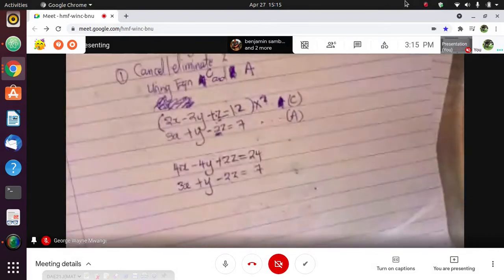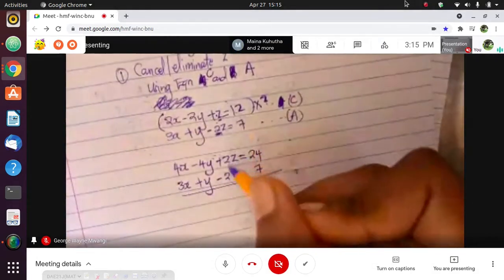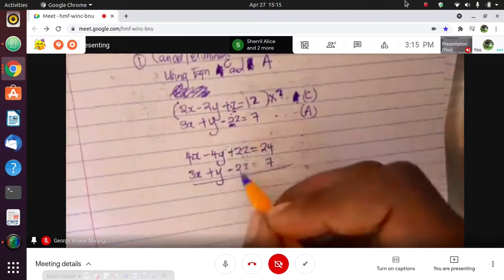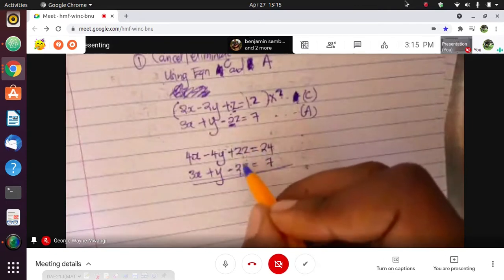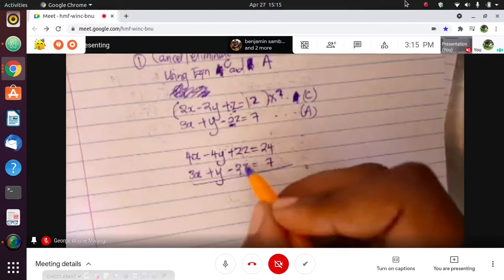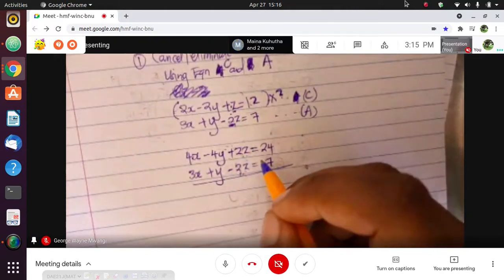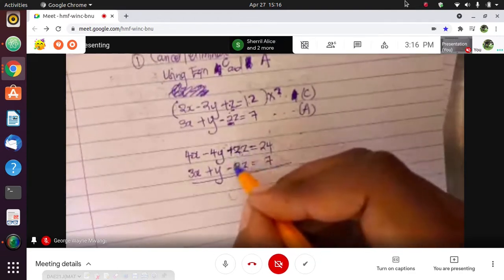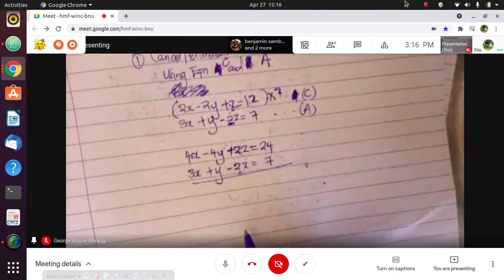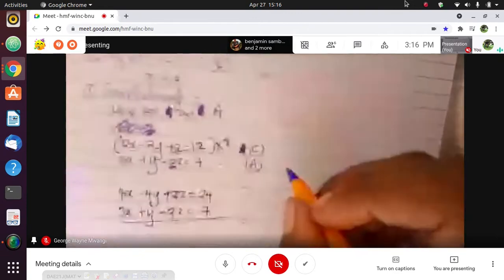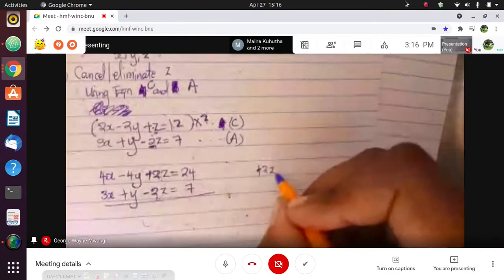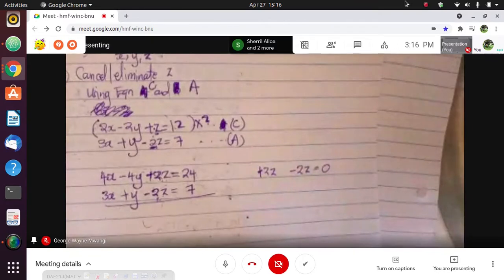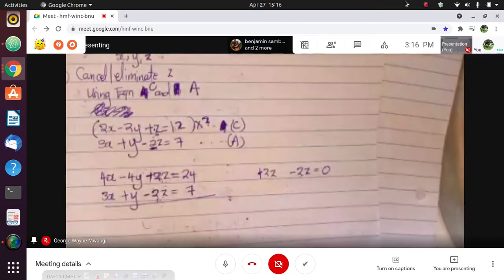Is equal to 7. Now you will find that our coefficients are equal, they are similar. Now what will I do to this plus 2z and minus 2z to eliminate z? Will I add or will I subtract? Add. I have plus 2z minus 2z. I want it to be 0. Will I add these two or will I subtract them?